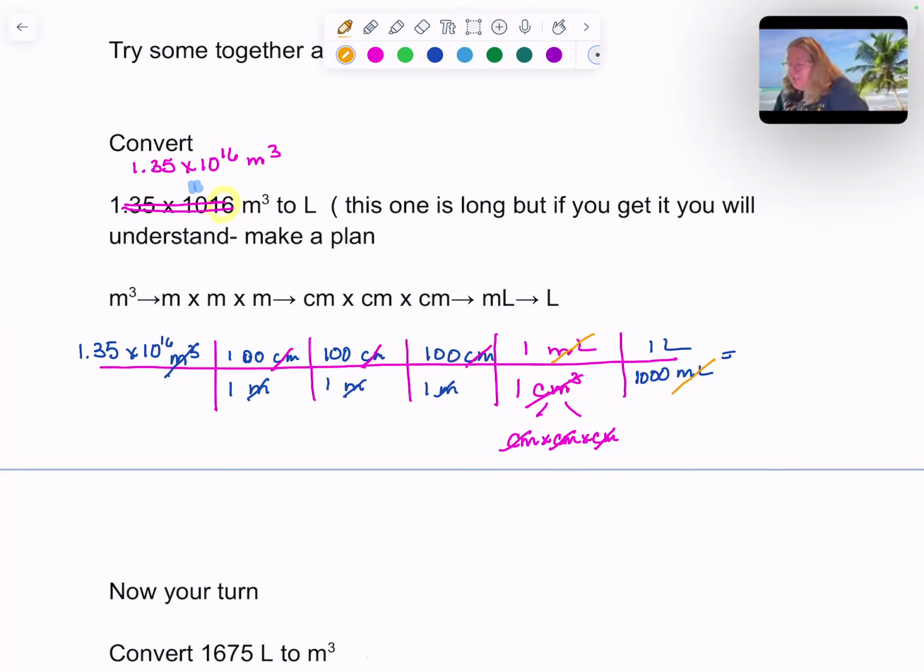Now you may notice we can do a few more cancellations here. A 0 can take out a 0, a 0 can take out a 0, a 0 can take out a 0. So on our calculator, we're going to put in 1.35 with our exponent to the 16th power. We're going to multiply by 100 and then simply times 10. Everything else in this whole scheme canceled out. And we're going to have 1.35 times 10 to the 19th liters.